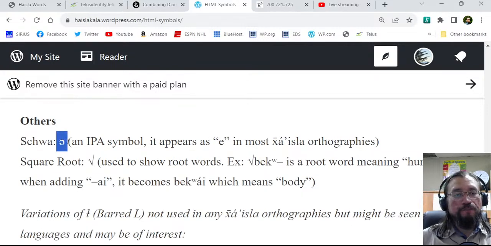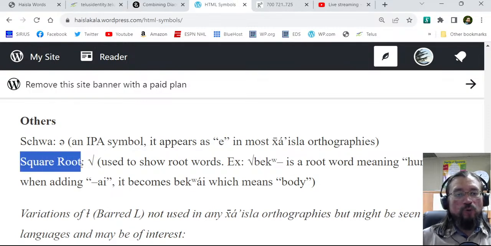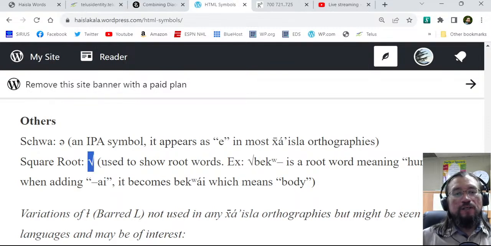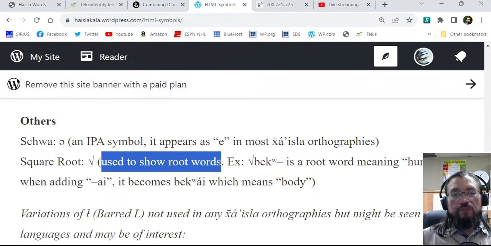There's also some other symbols. The schwa, it's kind of an upside down E. This appears in IPA, the International Phonetic Alphabet. This exists in the Isla orthographies, but it's just a regular E instead of an upside down one. But that's what it's called. It's called a schwa. There's also a square root that appears in the root word analysis that I did earlier in this live stream. So this is used to show root words, and this was only in the Lincoln and Rath dictionary.